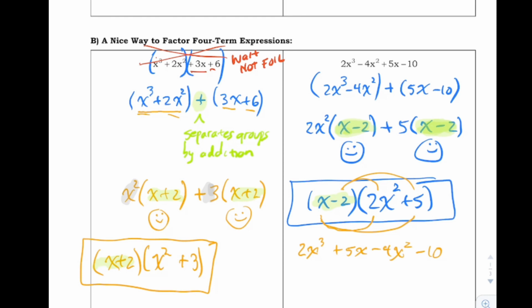Now if I put these in order, remember this is called standard form, you go highest exponent to lowest. So I'd put the 2x cubed first, I'd put the minus 4x squared second, I'd put the 5x third, and then I'd end with the minus 10.